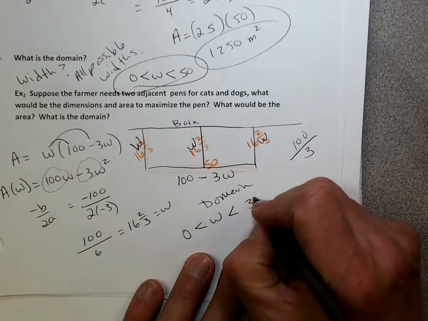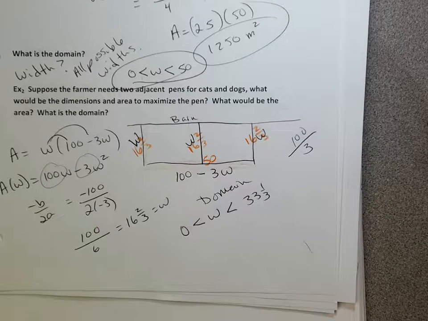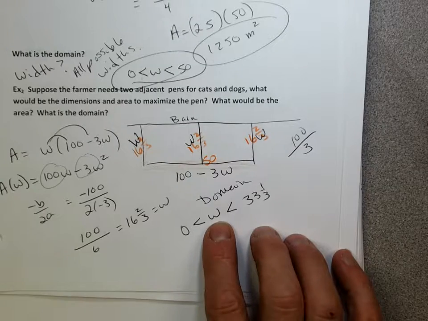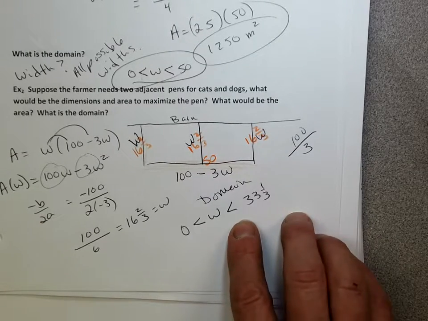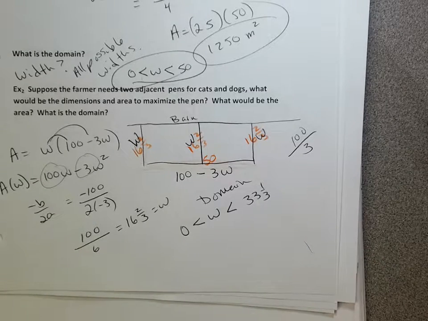That'd be 33 1/3. There you go. But you wouldn't exactly make 33 1/3 because then you wouldn't have anything left for the length, right? And it wouldn't be a rectangle. So all the domain says is, what are all the possible ways to build this fence? I'm not saying any of these are very good ways, but these are ways you could. It'd be kind of a silly fence to have it super little and super skinny, right? Or super wide and super narrow. Not a good fence, right?